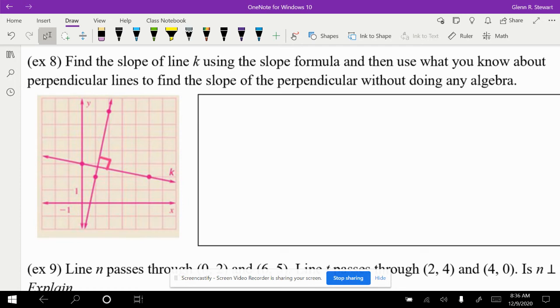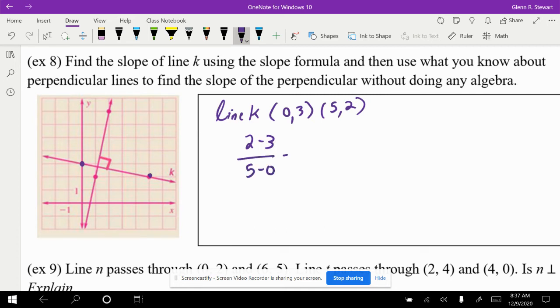I think one of the first things that we probably want to do in this type of problem is find the slope of K. So let's go ahead and find the slope of K based off of these points. It says we have to use the slope formula. So line K has the points (0, 3) and (5, 2). 2 minus 3 over 5 minus 0 gives us -1 over 5.